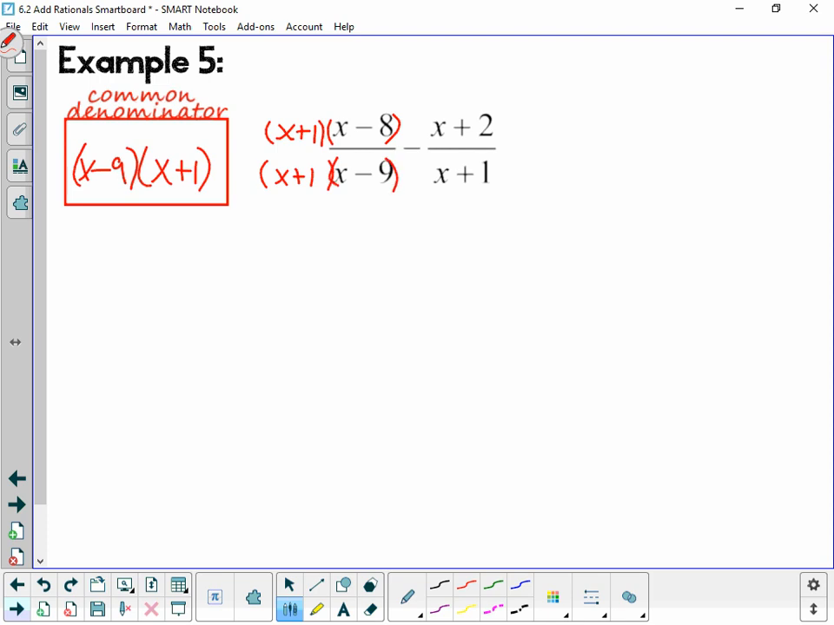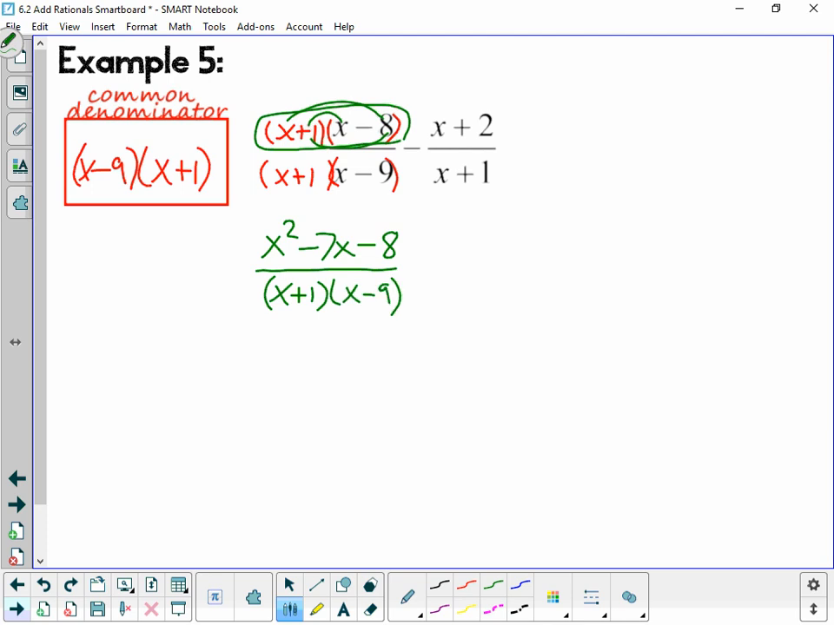So this becomes, and I'm going to go ahead and multiply it out, because the only way I'm going to be able to combine it with the other fraction is if it's in standard form. So we get an x squared, we have a negative 8x and a positive 1x for negative 7x, and the constant's going to be a negative 8. So this is my first fraction.